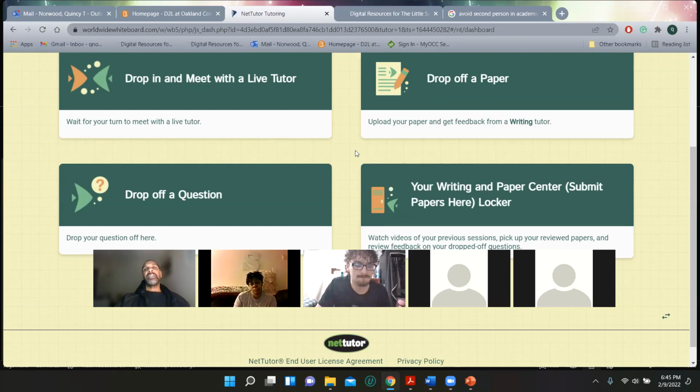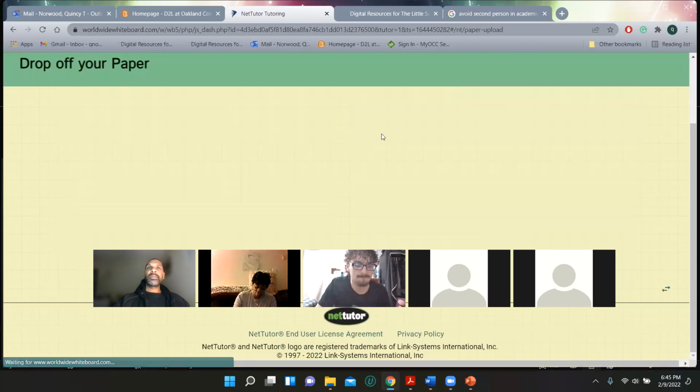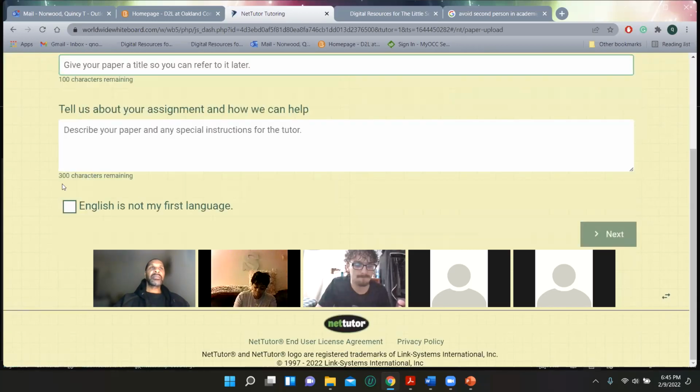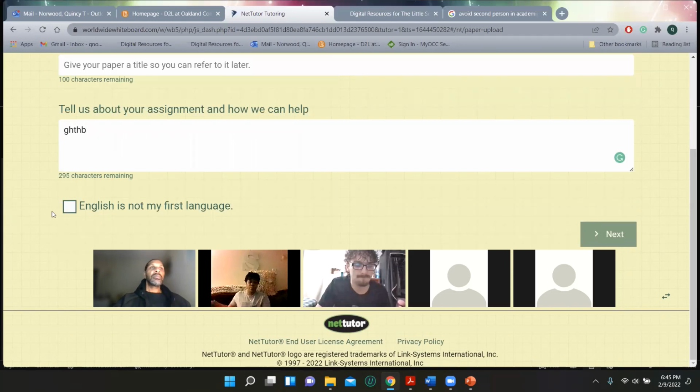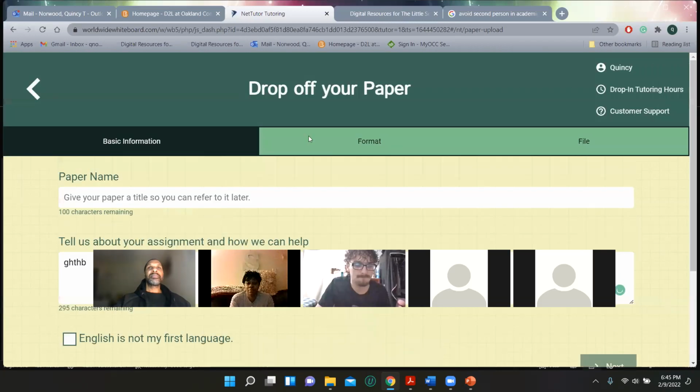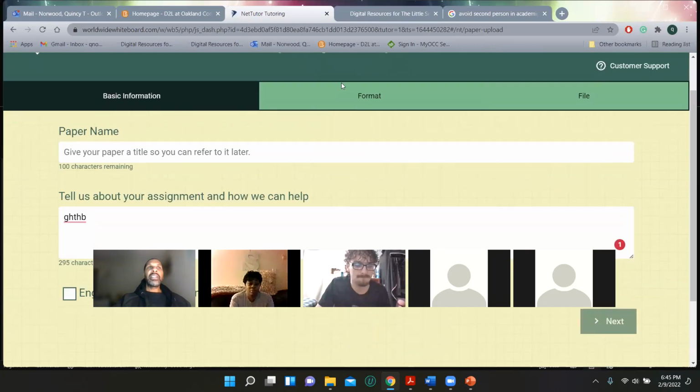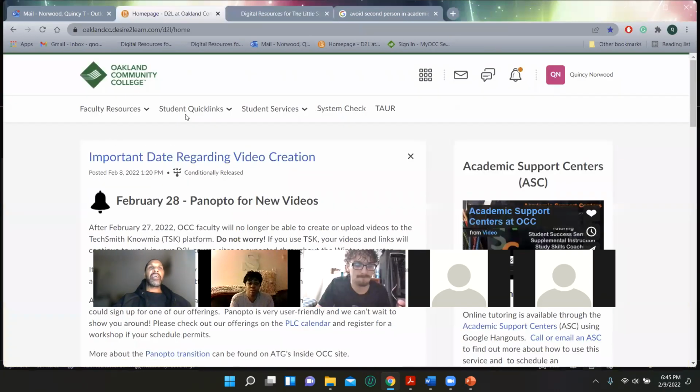I think they would prefer that you upload your material in Word, or possibly, let me see if it lists what formats. Oh, you've got to type something for real. Okay. Oh, there. Yeah, so I think it'll only let you do a PDF or Word. But if you're going to use NetTutor, just triple check that.